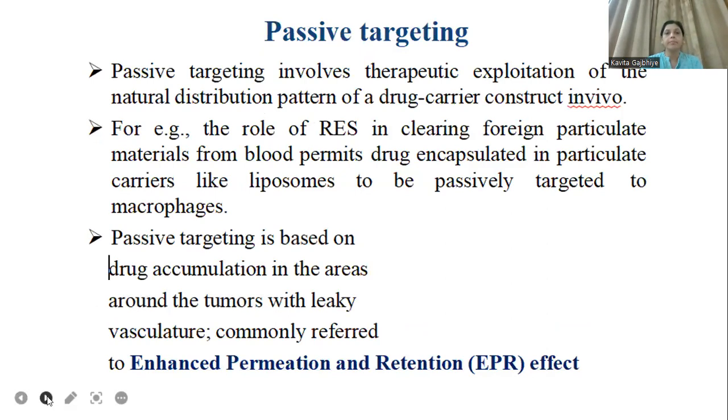If we see what the passive targeting strategy is, it involves the therapeutic exploitation of the natural distribution pattern of a drug carrier construct. For example, the RES in clearing foreign particulate material from blood permits drug encapsulation in particulate carriers like liposomes to be passively targeted to the macrophages. And it is based on the drug accumulation in the areas around the tumor with leaky vasculature, commonly referred to as the enhanced permeability and retention effect, which is shortly known as the EPR effect.